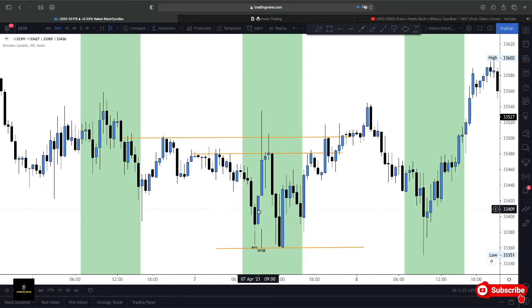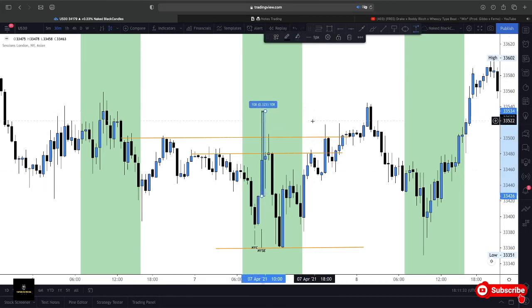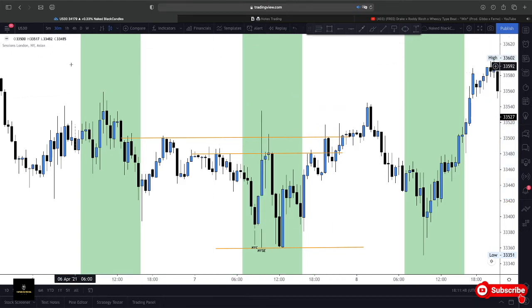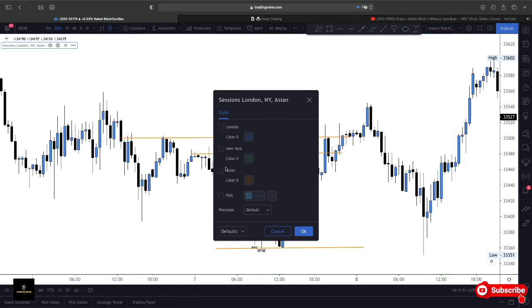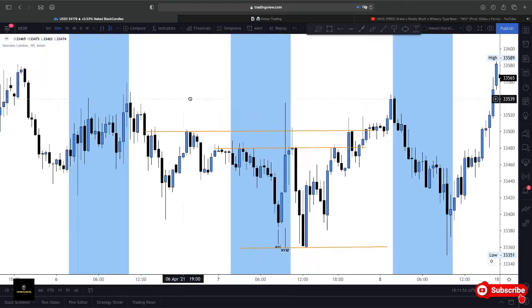So price came down, New York, and then NYSE 9 o'clock, then 9:30. You can see this whole move was just from 9:30 on US 30. 108 points. As you can see, price came down, and then NYSE started to go up, took out all the highs over here, came right back down. But that's it for the New York session. The next session I'm going to be showing you is the London session.